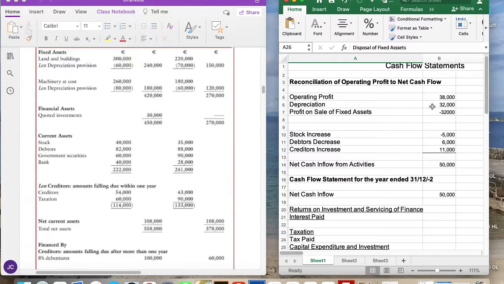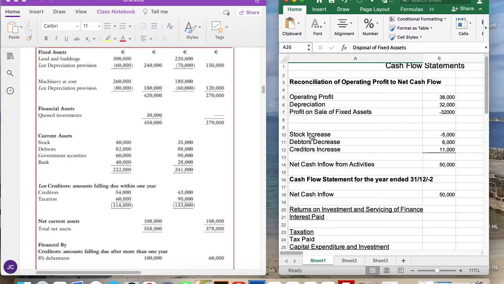The depreciation is added back in because depreciation would have been a minus against the operating profit when we calculated it, but because it was a non-cash item, I add it back in to cancel it. The profit would have been a plus, which would have increased our operating profit. So to get rid of that, I take it away, to work out how much were the cash items that were accrued during the year.